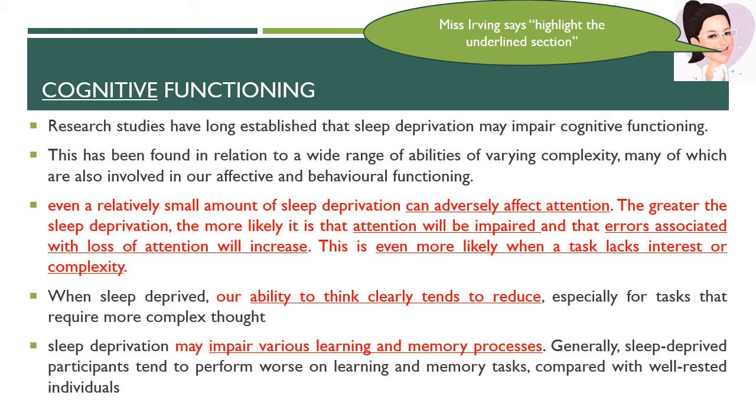So cognitive functioning has been affected, and that's mainly because of attention. You can't focus if you're sleep deprived. And this is why you should be having at least 6-7 hours of sleep per night minimum. When you look at your sleep diary, there's a good chance that you will not be getting 6 to 7 hours. So the greater the sleep deprivation, the more likely it is that attention will be impaired, and the errors associated with the loss of attention will increase.